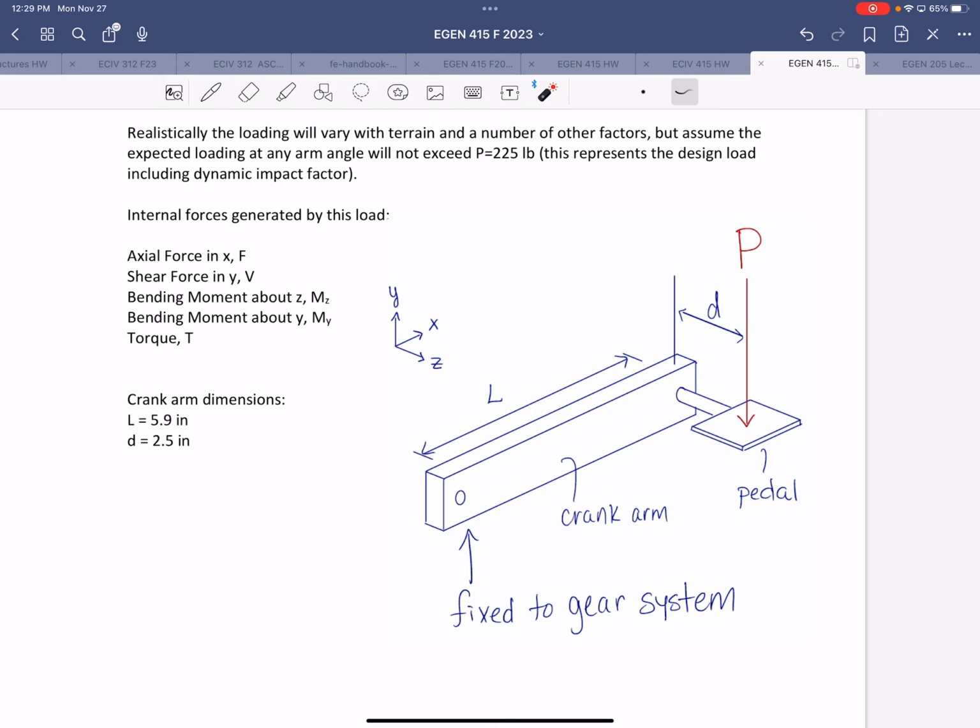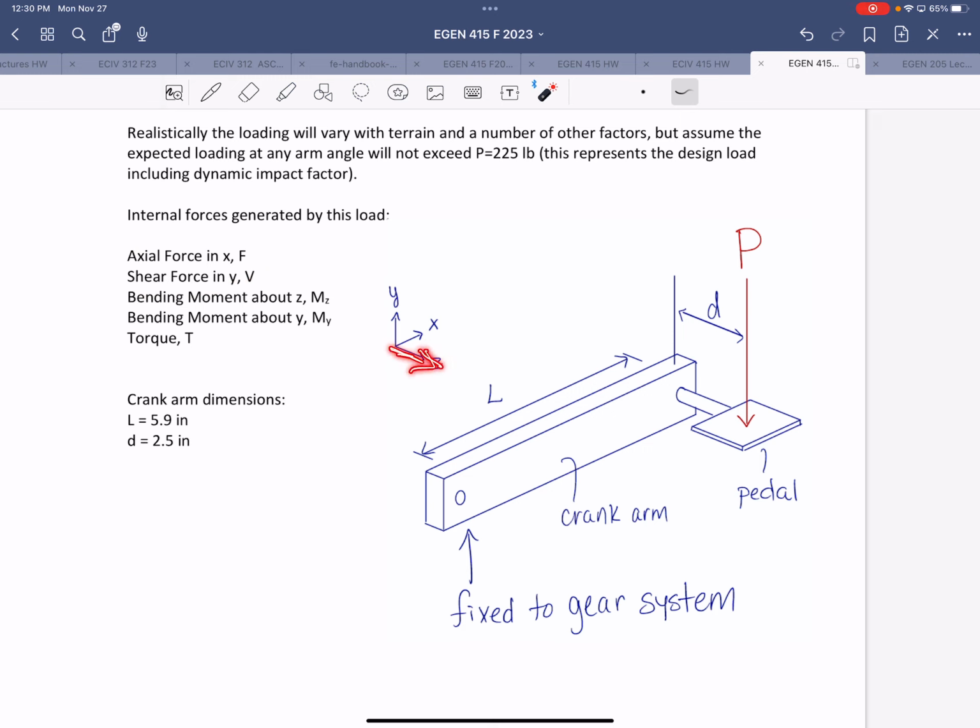So this is going to generate a lot of different internal forces. You're going to have to consider the axial force in the x direction, where the x direction is always going to be along the axis. So here, that would be x, here, that would be x. It depends on the position of the crank arm. Your orientation of the axes will move with the crank arm. So you consider the axial force, the shear force in y, bending moment about z.